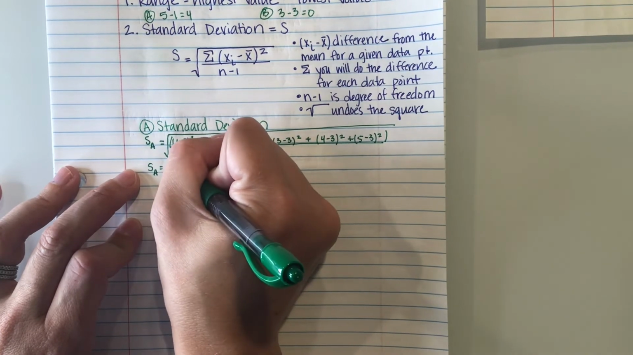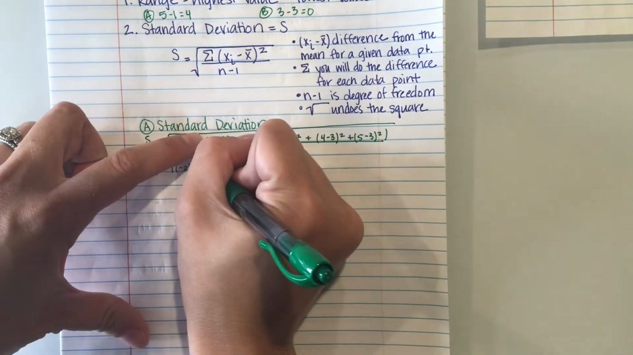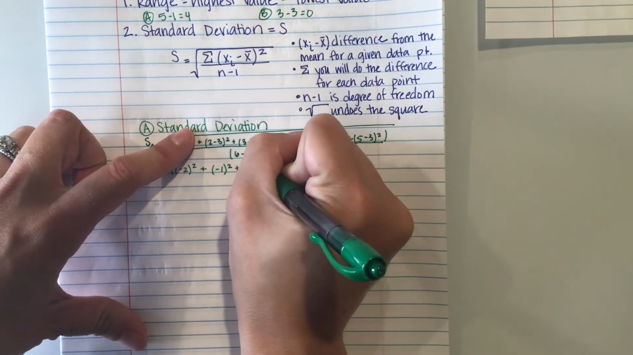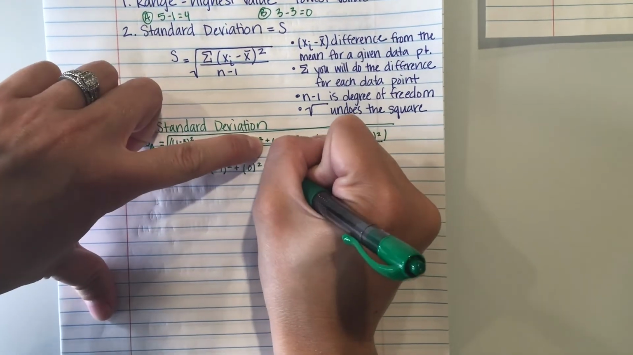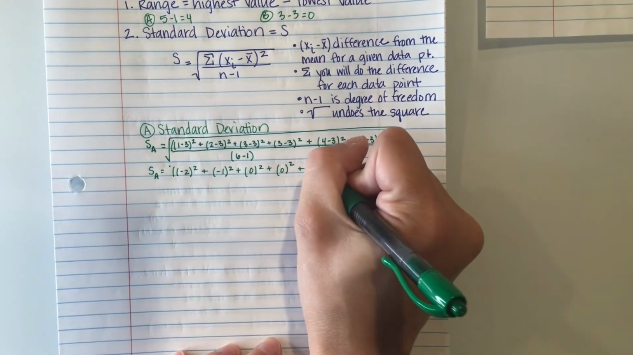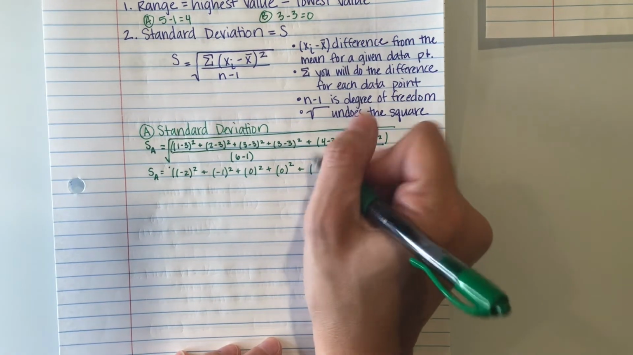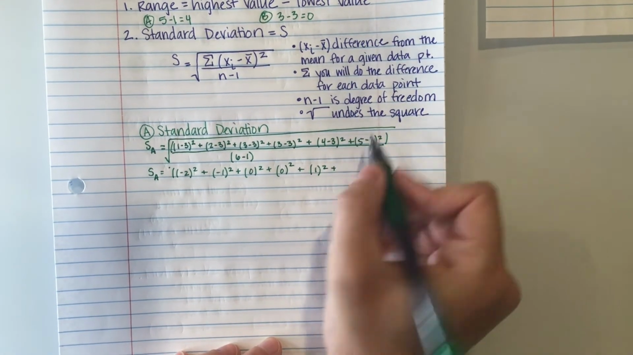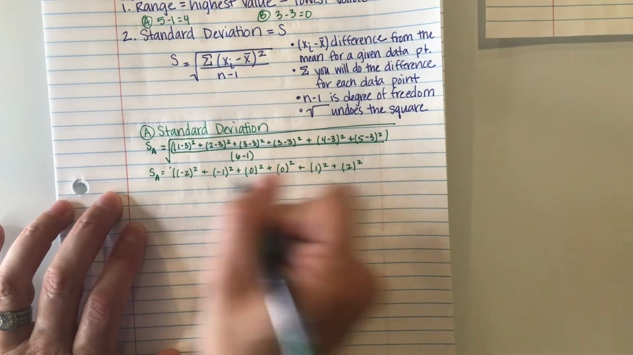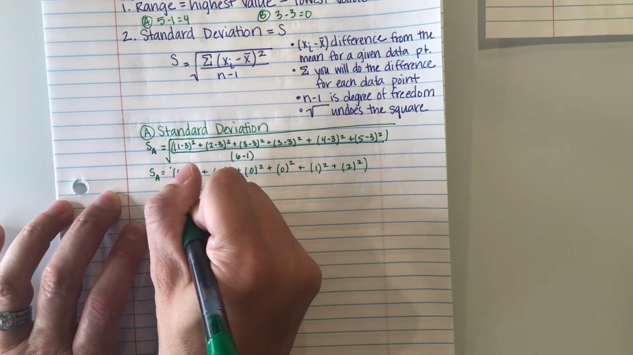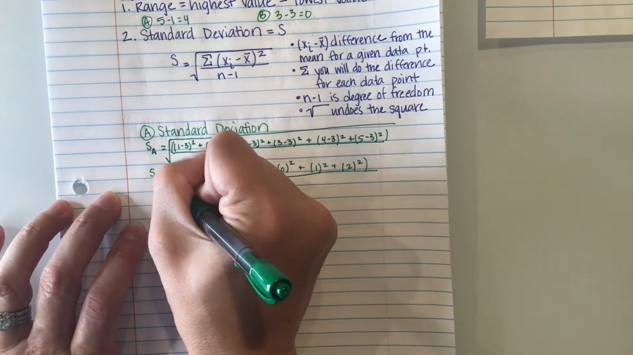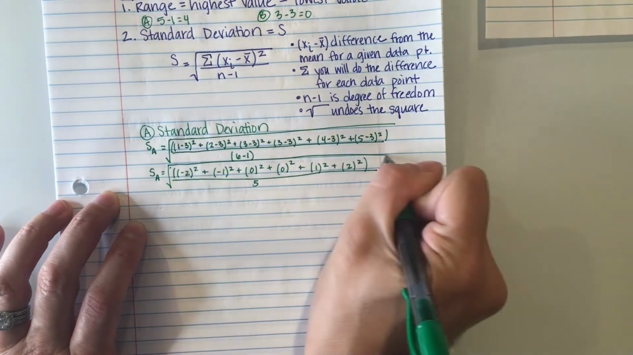going to simplify. (-2) squared plus (-1) squared plus 0 squared plus 0 squared plus 1 squared plus 2 squared. This is all going to be in parentheses. And I'm going to divide it by 6 minus 1, which is 5. And I'm going to take the square root of this whole number.